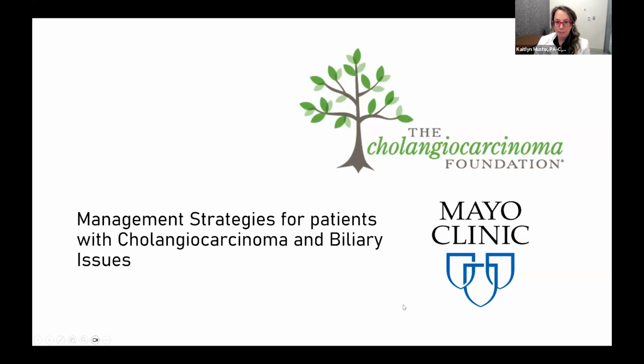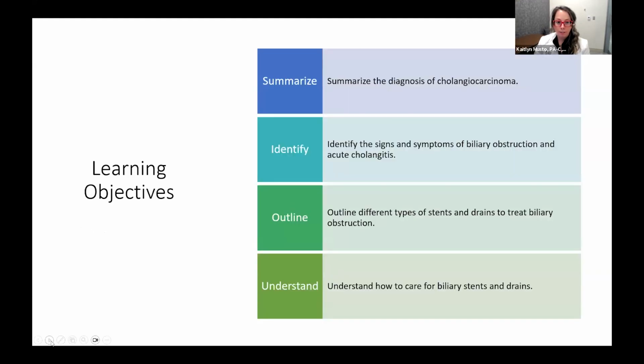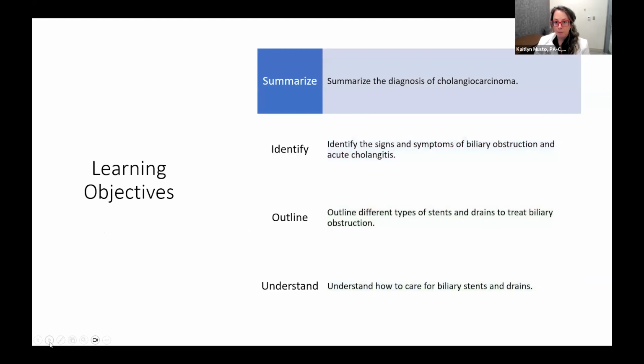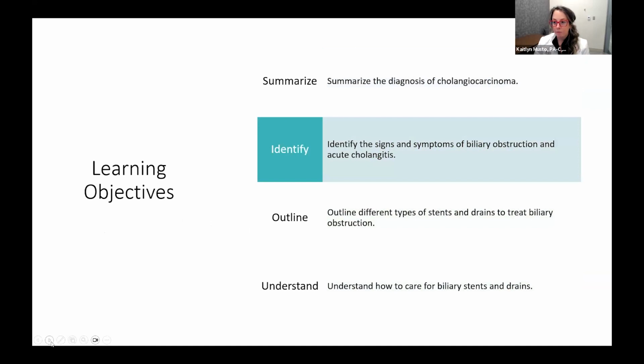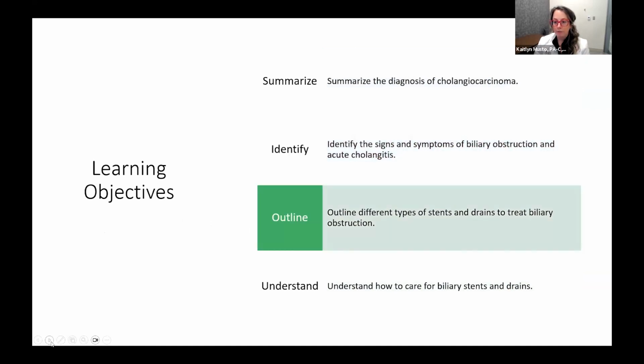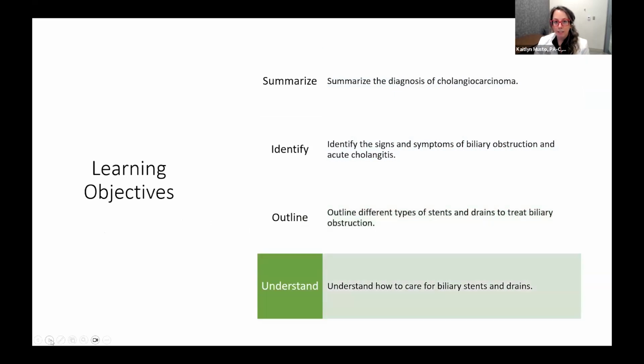So hello, everyone. Today, we'll be talking about management strategies for patients with cholangiocarcinoma and biliary issues. These are the learning objectives for the webinar today. Hopefully, by the end, you'll be able to summarize the diagnosis of cholangiocarcinoma, identify the signs and symptoms of biliary obstruction and acute cholangitis, outline different types of stents and drains to treat biliary obstruction, and understand how to care for your biliary stents and drains.